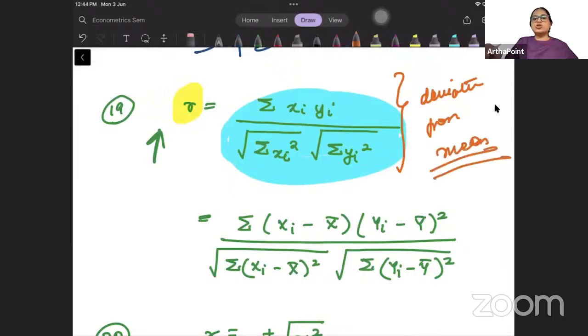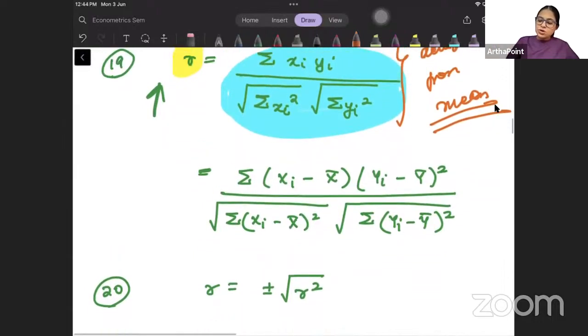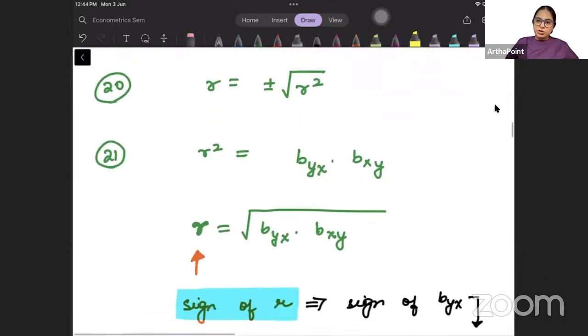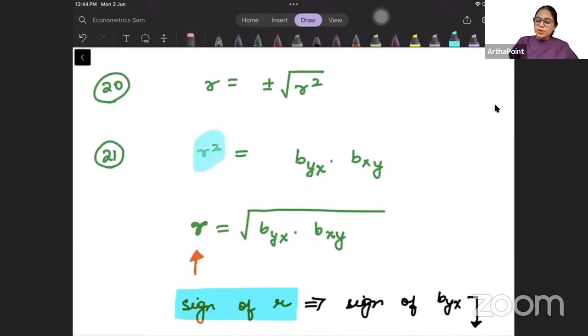These are all deviation from mean. Just remember this, right? Okay. Now, another formula, so I've just opened these deviation from mean. Another formula that you need to remember is that R square can be written as BYX into BXY.